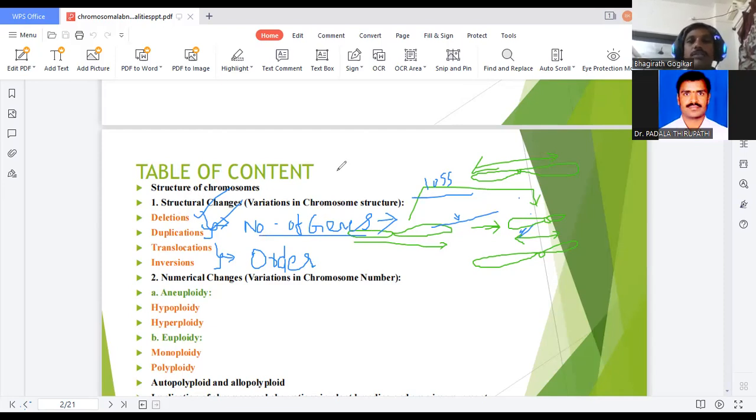In cell biology, you already studied that chromosomes are mainly observed in different shapes: metacentric, submetacentric, telocentric, acrocentric. The shape may sometimes change due to the loss or addition of genes, or exchange or replacement of chromatid segments. These are the 4 types of chromosomal aberrations we discussed first. Later, we go for numerical changes. Are you following?